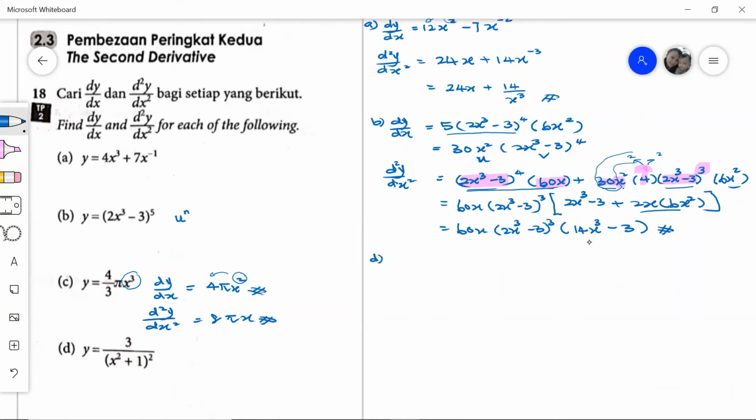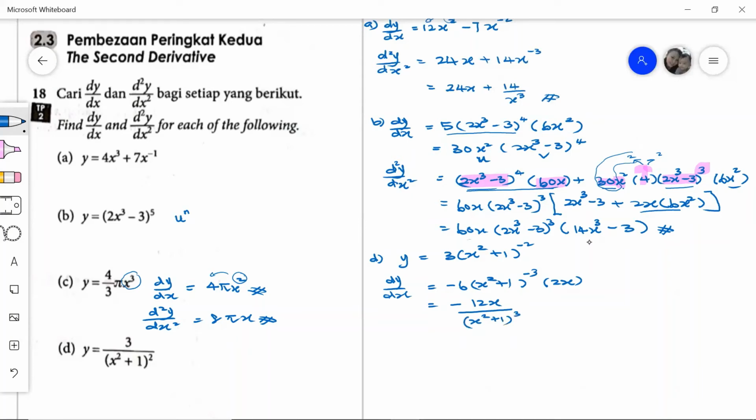Okay, so for D, let's rewrite. We have 3x squared plus 1 raised to the power of -2. And now we differentiate this. Bring down the power to the front. We have -6. Yeah, do outside, do inside. So after we have done the outside, now let's differentiate the expression inside. We have 2x. So this one, copy. And let's simplify the one outside. So we have -12x over x squared plus 1 raised to the power of 3.